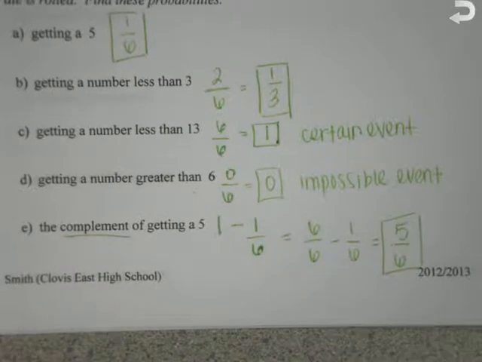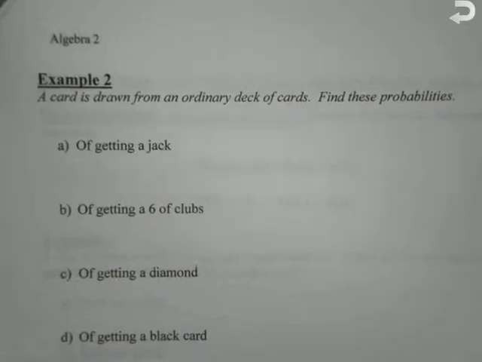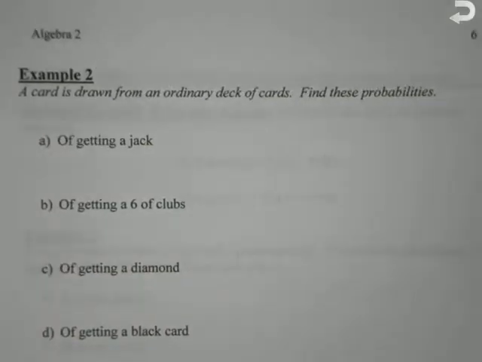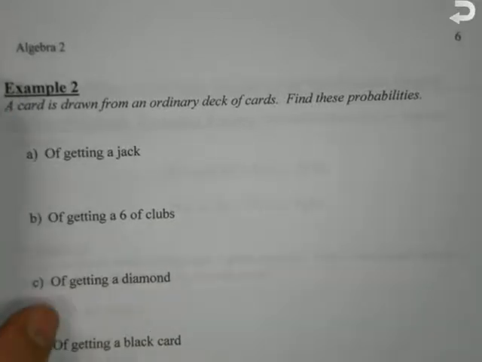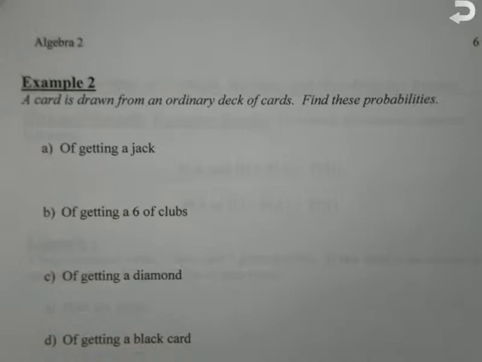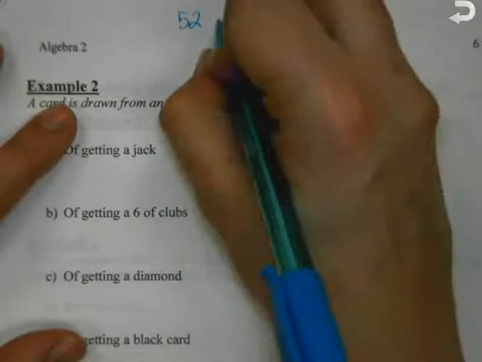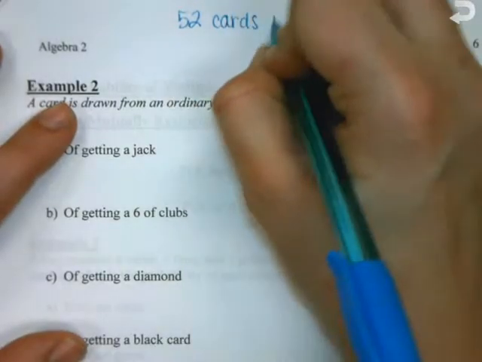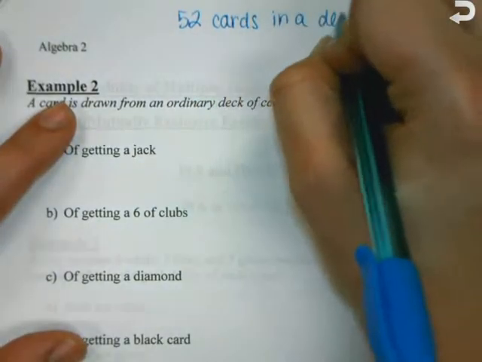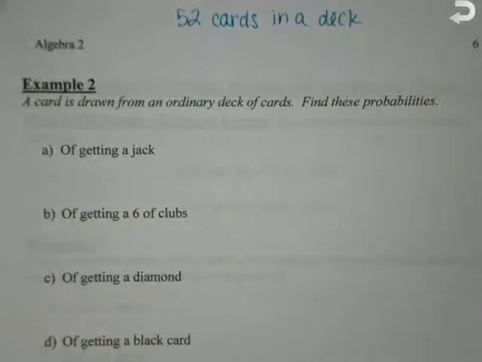Okay, example 2 has to do with decks of cards. There are a couple things we need to talk about with decks of cards, because not everybody knows this. First of all, how many cards are in a standard deck, which means you are not including the jokers? 52 cards. I want you to write these down. If there are jokers, there's 54, but you don't count them as part of a standard deck.